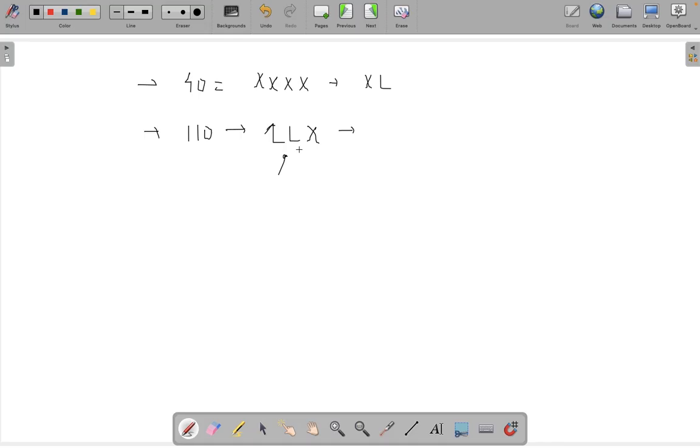So what were the letters that we cannot repeat? V, L, D. Right? So 5, 50, 500. So you cannot repeat them. So this is V, this is L, and this is D.